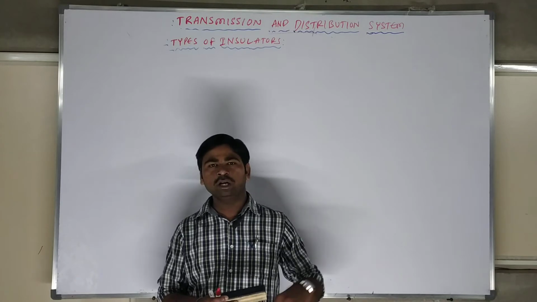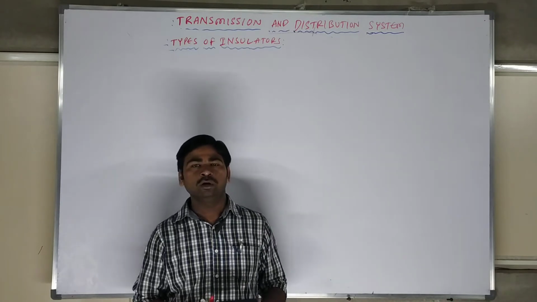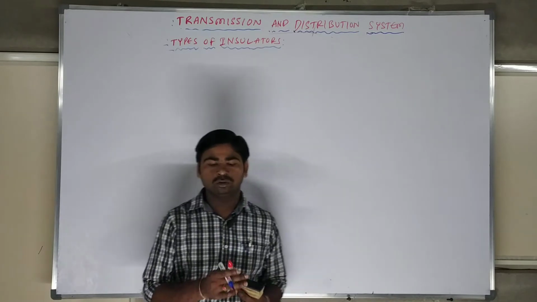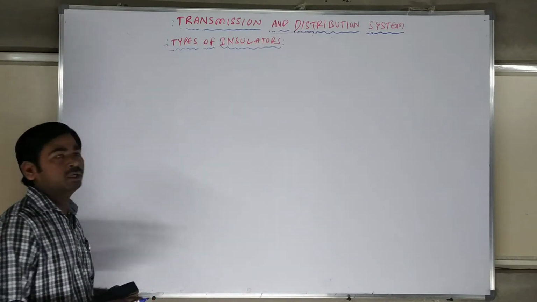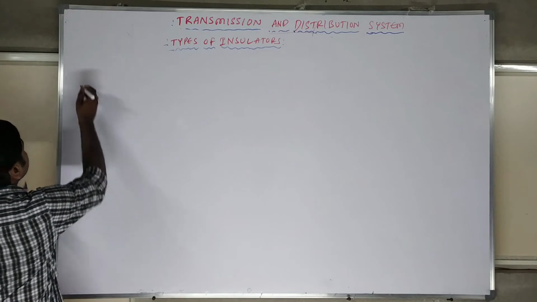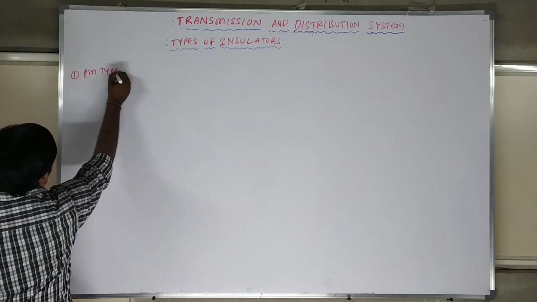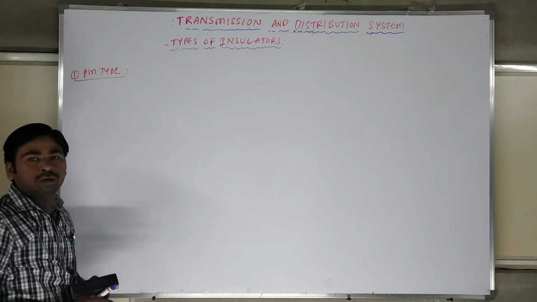We have n number of insulators, and out of those, I should discuss the important ones here. So now let us go one by one. Let us go for the first insulator, called the pin type insulator.